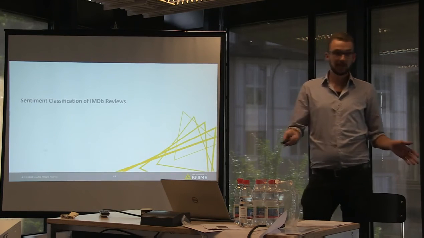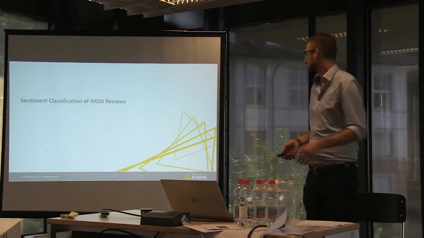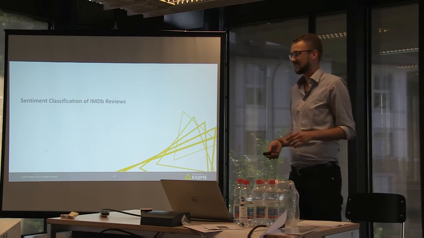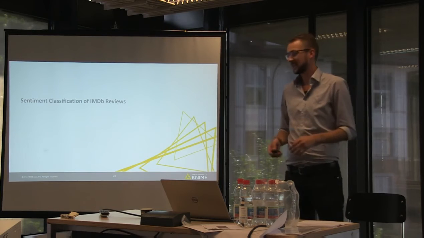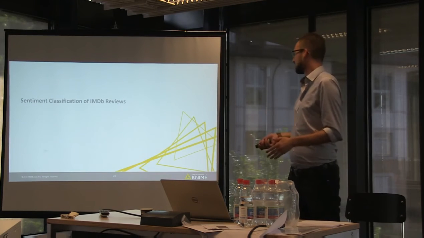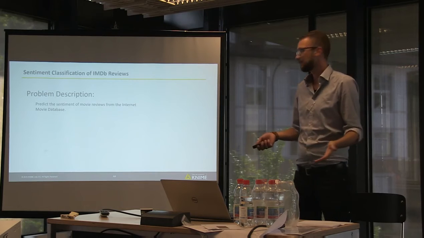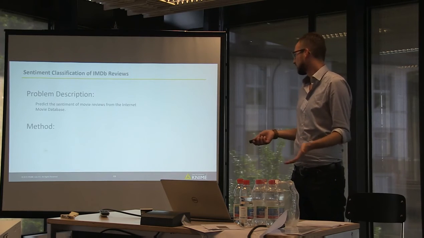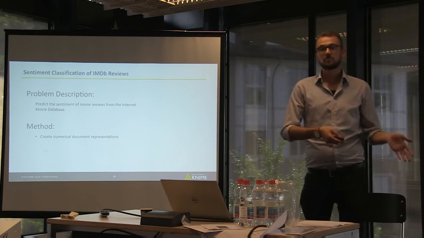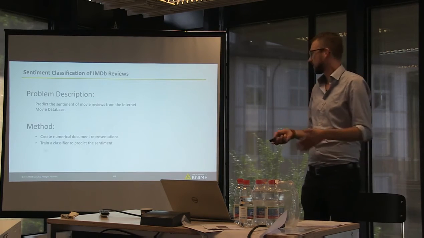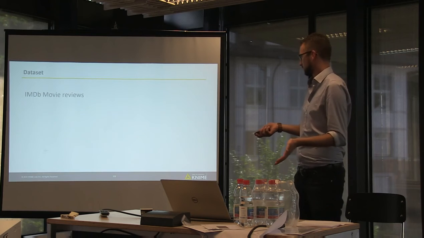So now how can we use this? I'd like to show an example of sentiment classification, but this is more of a baseline approach, compared to what we heard before. So this is about sentiment classification of IMDb reviews. Here the problem is we want to predict the sentiment of reviews from the Internet Movie Database. The general model would be to first create a numerical representation of your reviews, and then use any classifier to predict the sentiment.